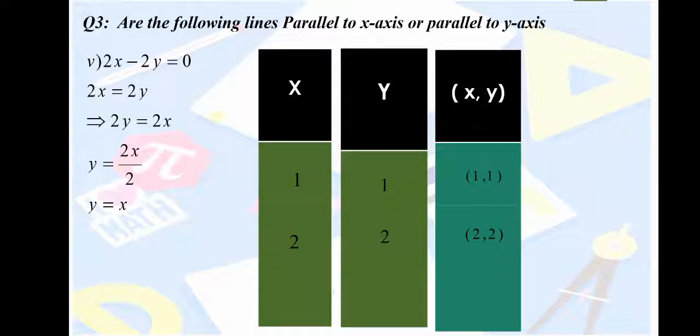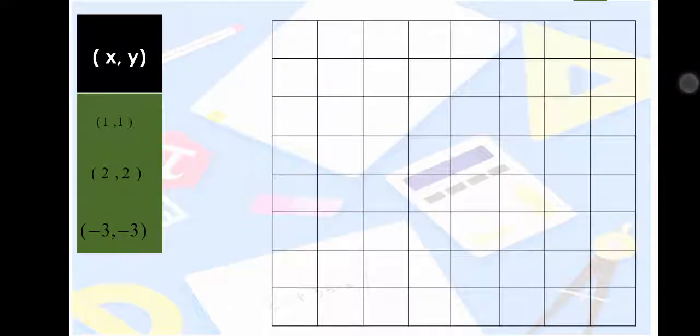If the value of y is minus 3, the value of x is also minus 3. Why? Because y is equal to x, and the ordered pair is minus 3 and minus 3. So the ordered pairs of this equation are 1 and 1, 2 and 2, minus 3 and minus 3. Make a graph. Draw a vertical and horizontal line and mention positive x-axis, positive y-axis, negative y-axis and negative x-axis. Mark the region where x and y values are 0.